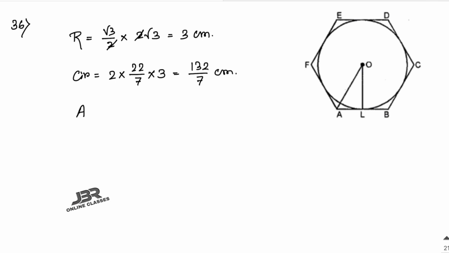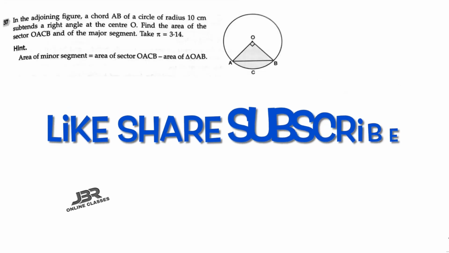Next one, you have to find out the area. Area means pi r square, so that means 9. So you can write 22 into 9 by 7, that equals 198 by 7 centimeter square as your answer.